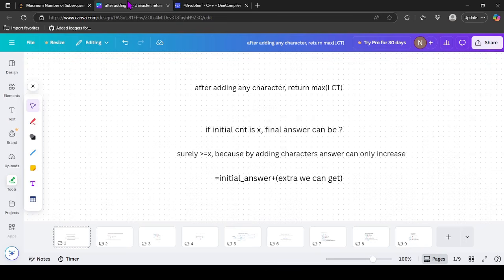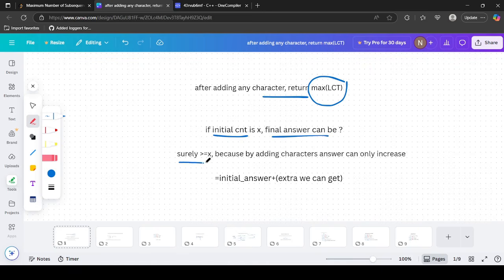The constraints are n is up to 10^5. So after adding any character at an index at most once, return the maximum count of LCT subsequences. If the initial count is x, what can the final answer be? It will surely be greater than or equal to x, because by adding new characters we can only increase the count of subsequences, but we cannot decrease it. So the answer will be simply the initial count of LCT subsequences plus the extra that we get because of the extra character that we are adding.